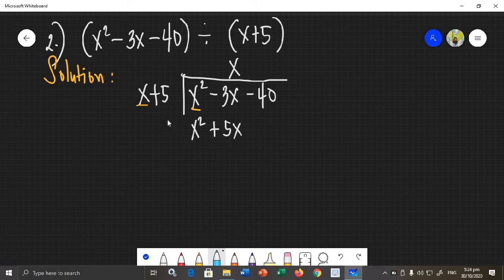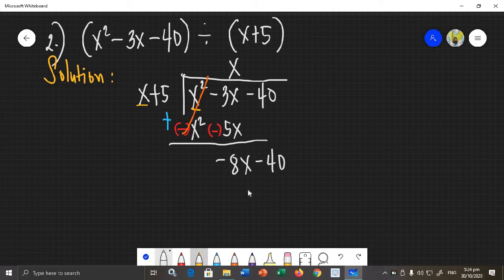And then we can now subtract. But before subtracting again, let's apply the rule in subtraction of integers. So x squared will be negative, positive 5x will be negative also. And then, the operation will become addition. So, x squared plus negative x squared, this will be 0, no? And then, negative 3x plus negative 5x, the answer here is negative 8x. And then, we should bring down negative 40.